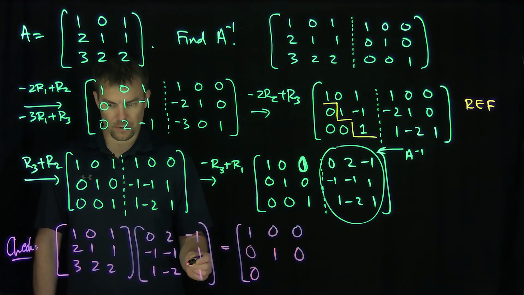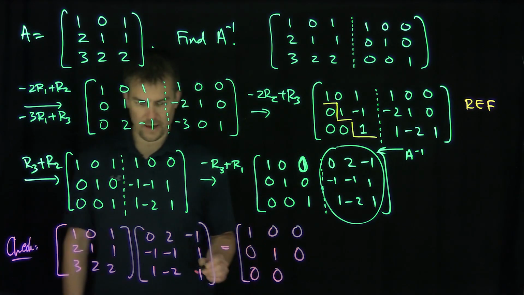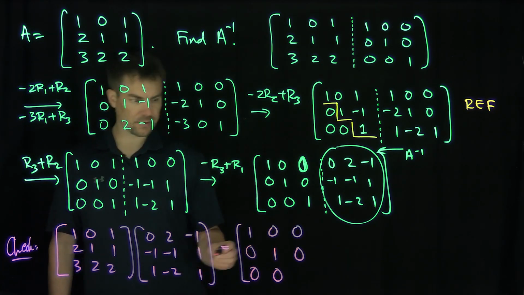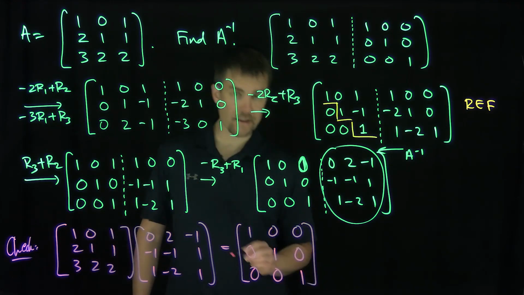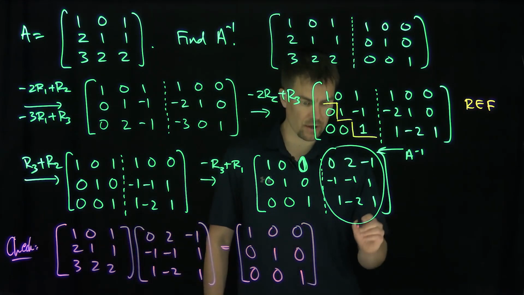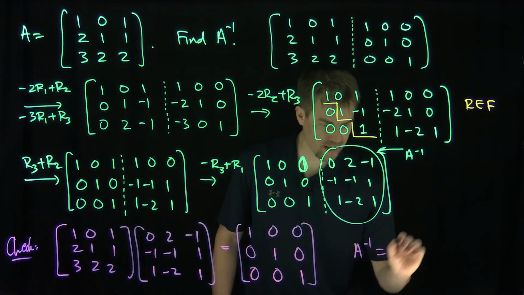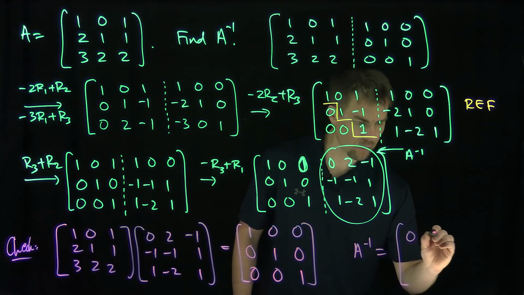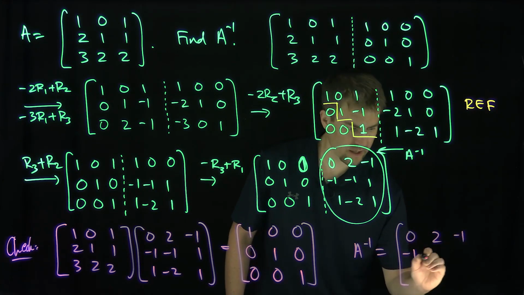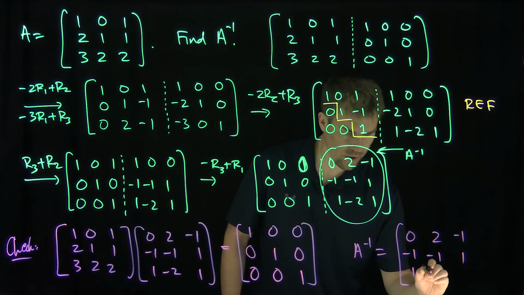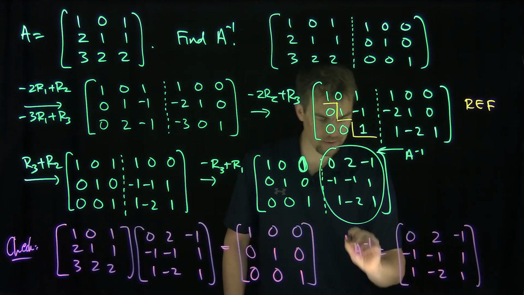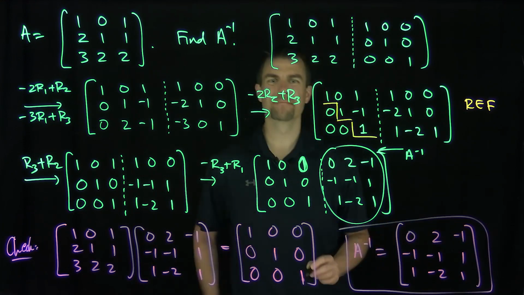And then in the third row, we're going to have a 6, and then minus 2, and then minus 4. That gives me a 0. And then finally, we're going to have a negative 3 plus 4. That gives me a 1. So indeed, we get the identity over here, and so this is actually our inverse. A inverse is exactly equal to 0, 2, negative 1, negative 1, negative 1, 1, 1, negative 2, 1. And we found the inverse of a 3 by 3 matrix in this example. Thank you very much.